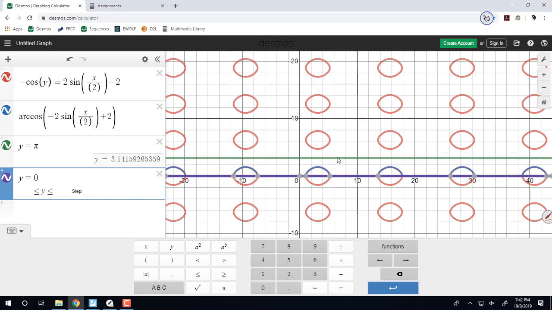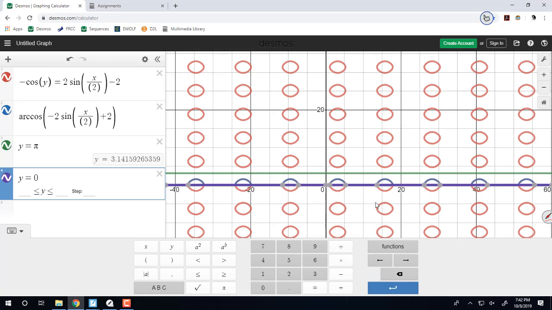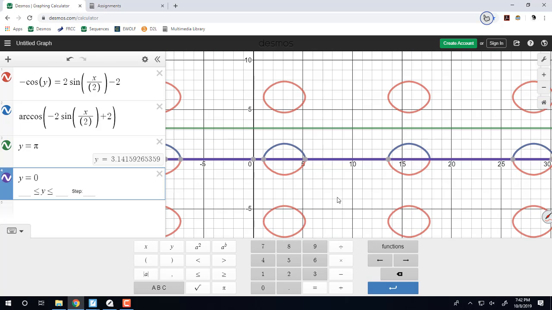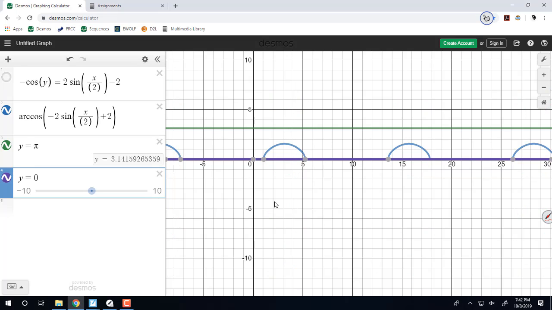So anything in between the purple and green is all it's going to output. Everything else is ignored, as evidenced by the graph, the explicit solution.